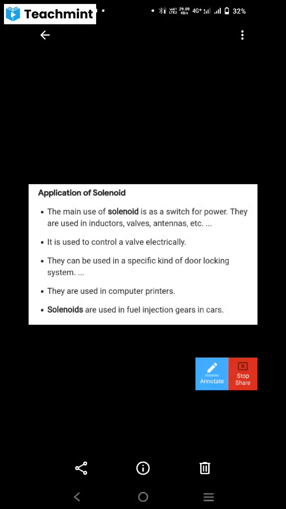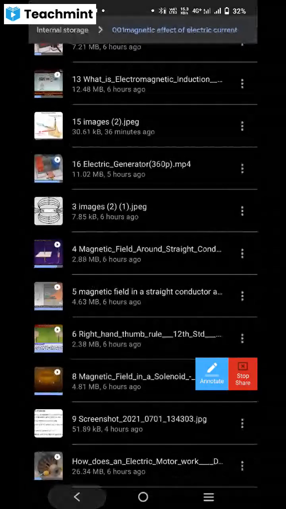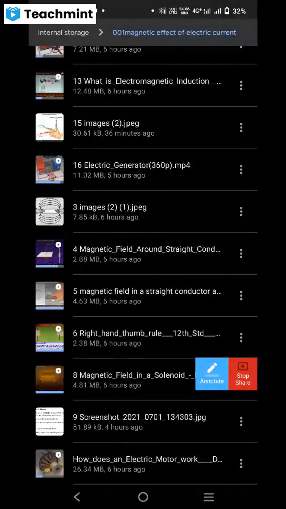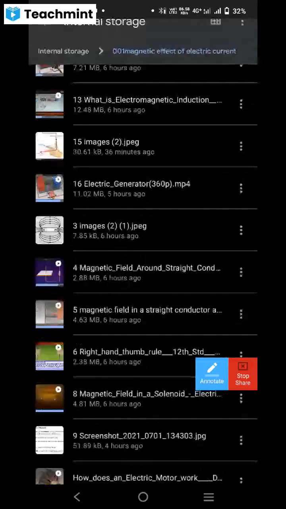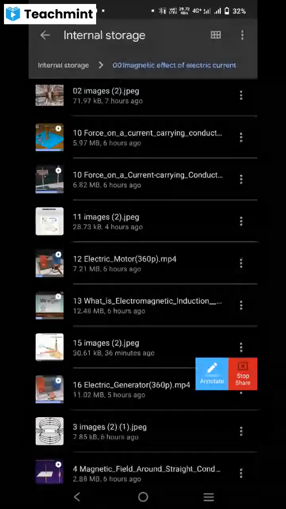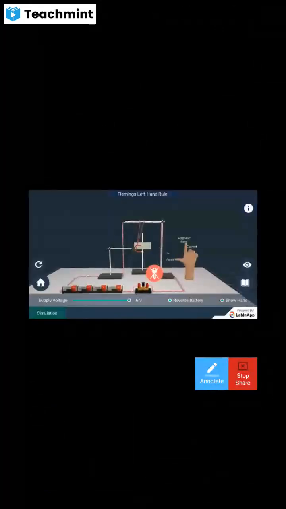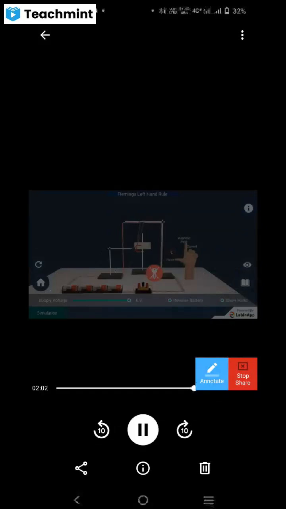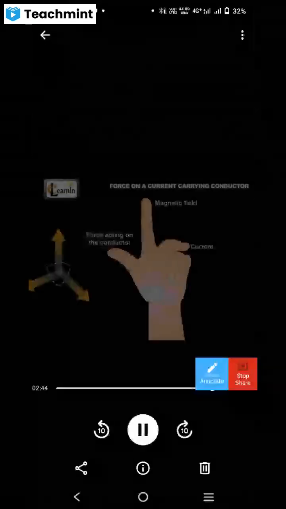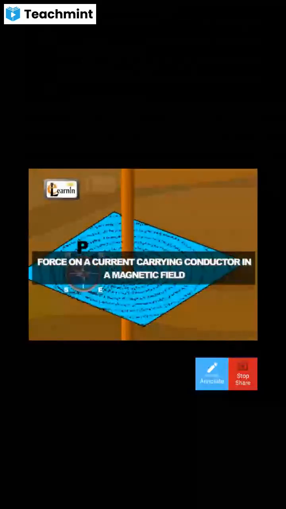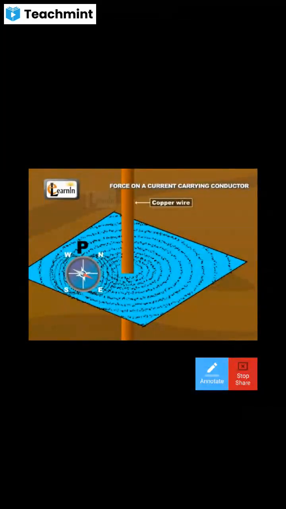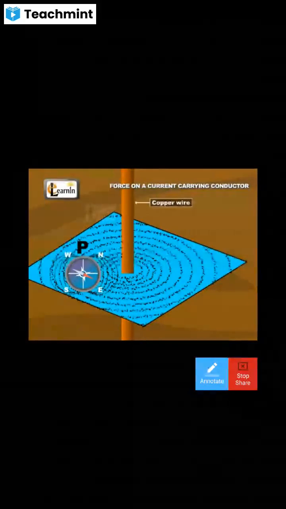Now comes the question: if changing the direction changes things, can we generate force from this? Can we generate force? Let us see how we generate force from it. Here is an experiment: force on a current carrying conductor in a magnetic field. Can it generate any force?